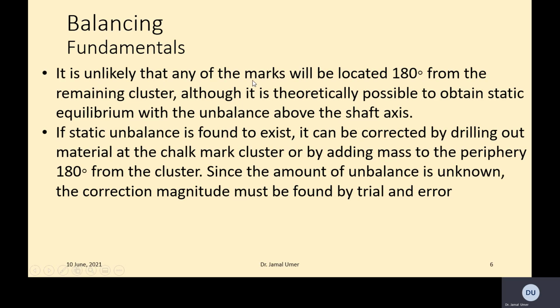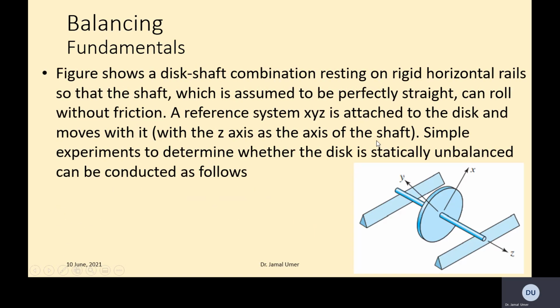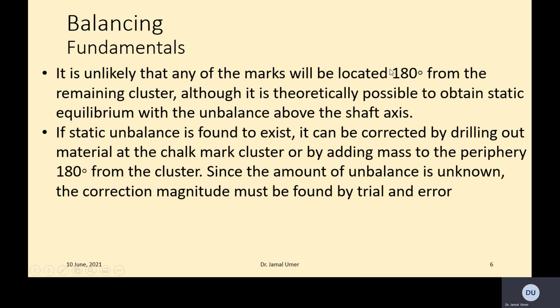So it is unlikely that any of the marks will be located 180 degrees from the remaining cluster. Practically, when you are doing such an example, you will hardly see marks located 180 degrees from the remaining cluster. You have one cluster of 4 or 5 points close together and one point 180 degrees away from that. So it is quite unlikely practically.